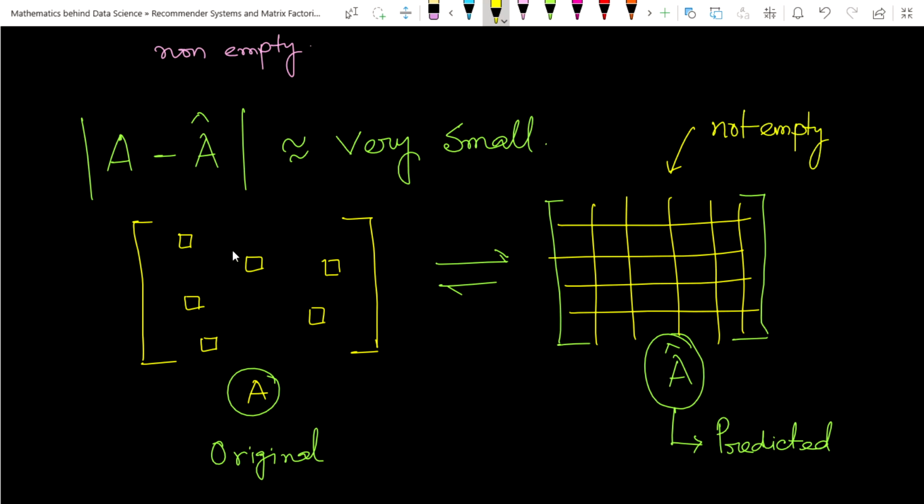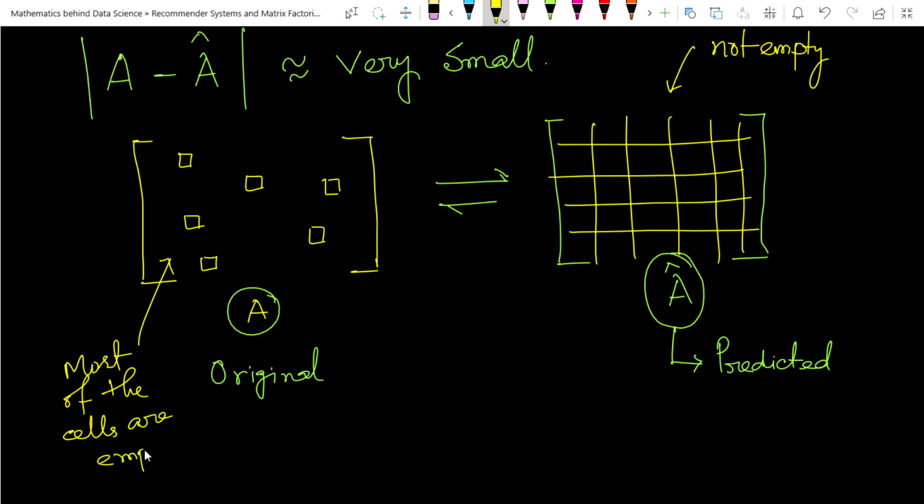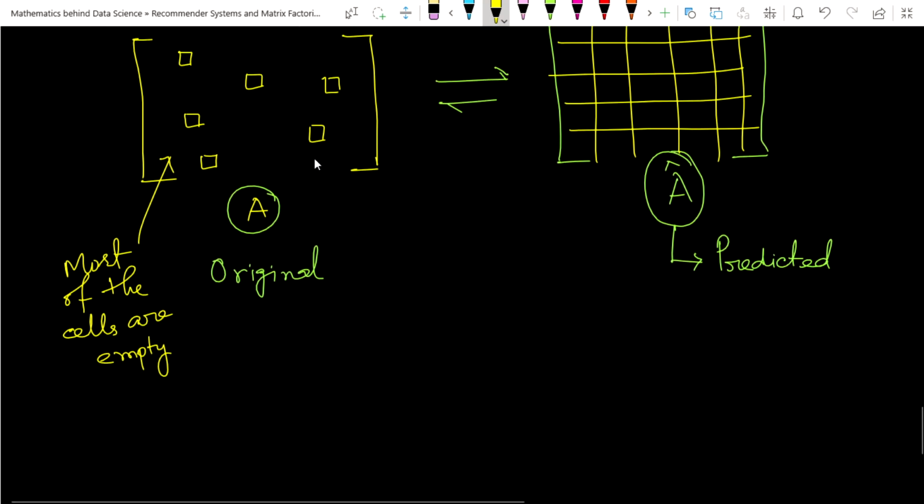Most of the cells are non-empty, but here most of the cells are empty. Now suppose we have to find some empty value, we have to predict some empty value. How will we predict this?